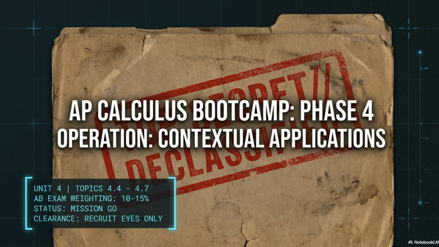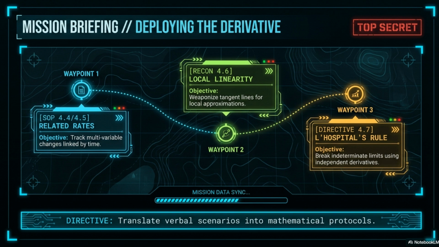Today's operation pushes further into contextual applications, specifically focusing on topics 4.4 through 4.7. Remember, this unit accounts for 10 to 15% of your AP Calculus AB exam weighting. Status is Mission Go. Here is your mission briefing for deploying the derivative. Your objective is to translate verbal scenarios into mathematical protocols.